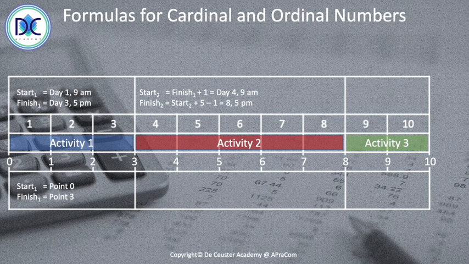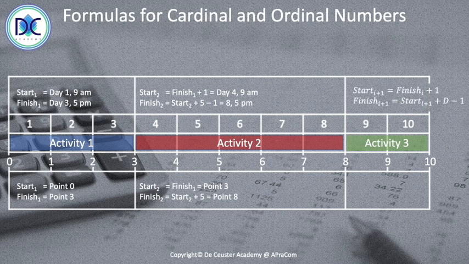So we have 5 days, 4 plus 5 is 9, but we see that we finish on the 5th, so we have to subtract 1 day to have the correct end time. For the cardinal numbers, it's a little bit easier, because the start of activity 2 is equal to the finish of activity 1, and that's the point 3. The finish of activity 2 is the start of 2 plus 5, which is the point 8.